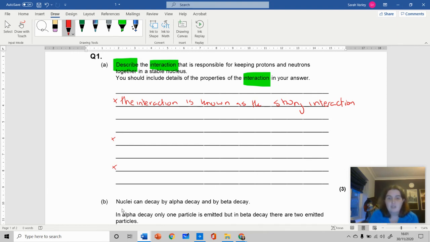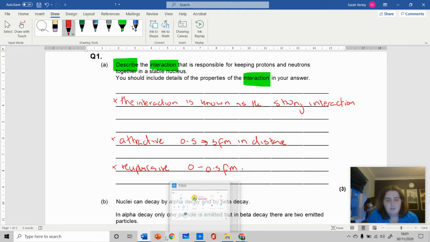So the strong interaction is the name of the interaction, okay? And the strong interaction is actually all to do with the strong force, okay? So the strong interaction, of course, is attractive from 0.5 to 3 femtometers in distance. And it is repulsive from 0 to 0.5 femtometers, okay?